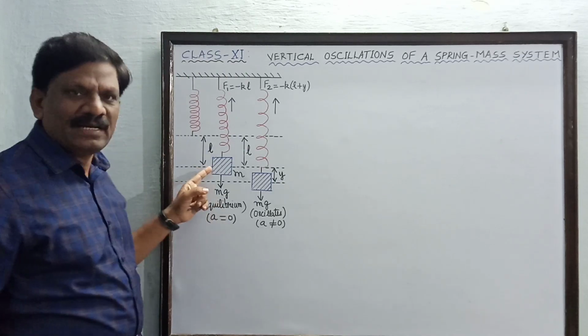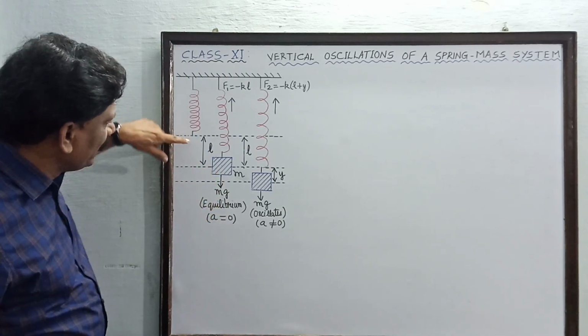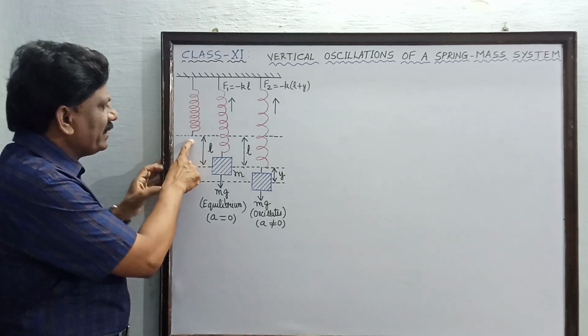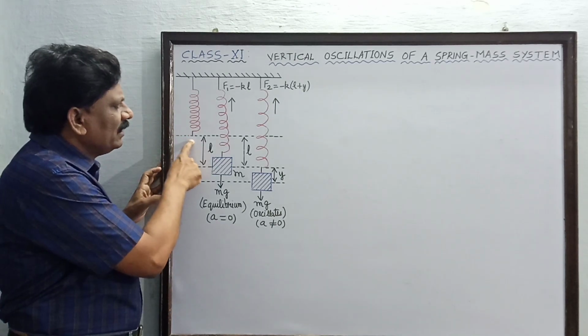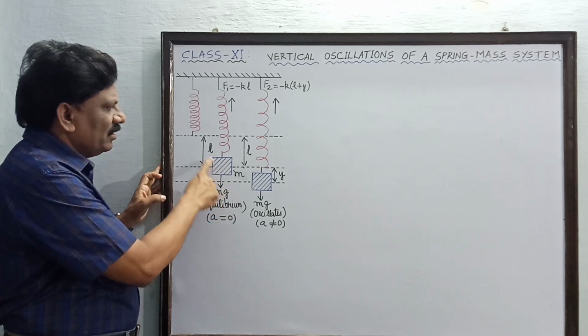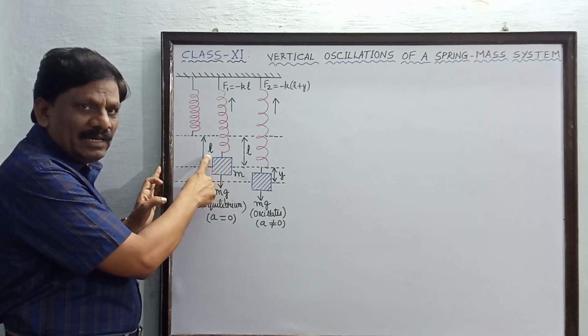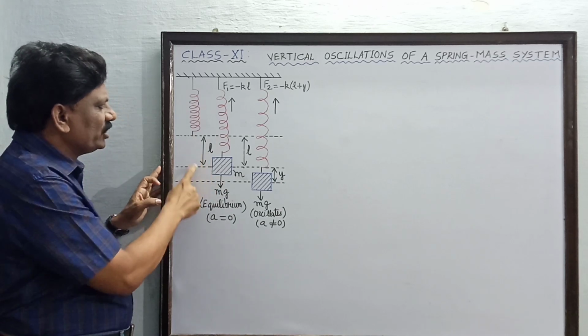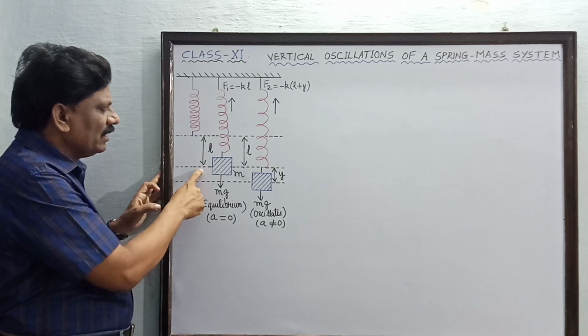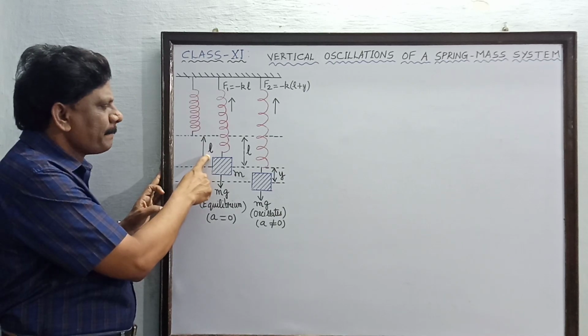So look at the second picture with respect to the initial position, called the mean position. This is the resting position. From here, now the mass is stretched through an extension L. So L is called the extension. Okay, the distance between the previous position and the new position, that is L.